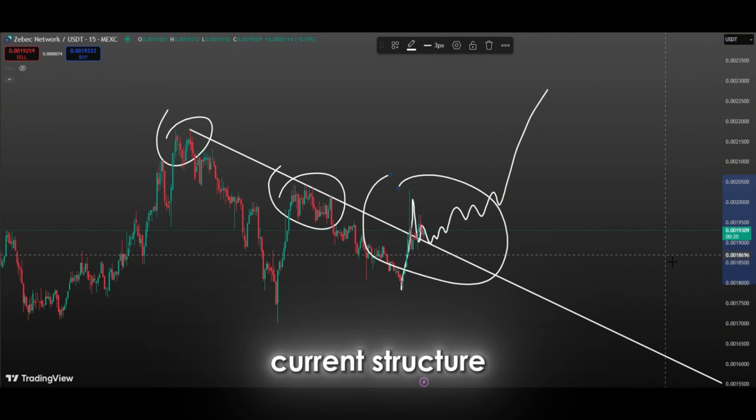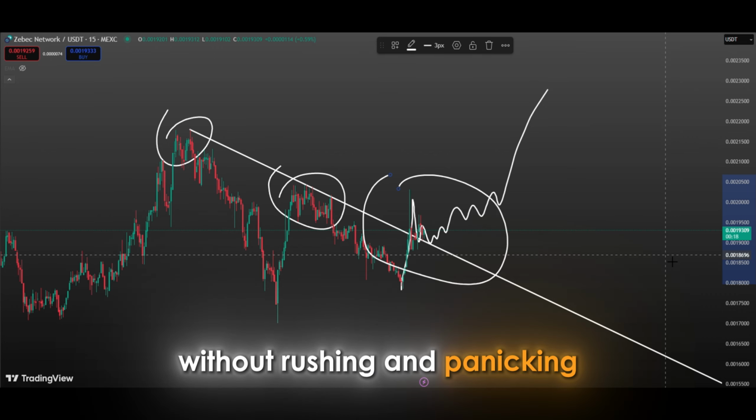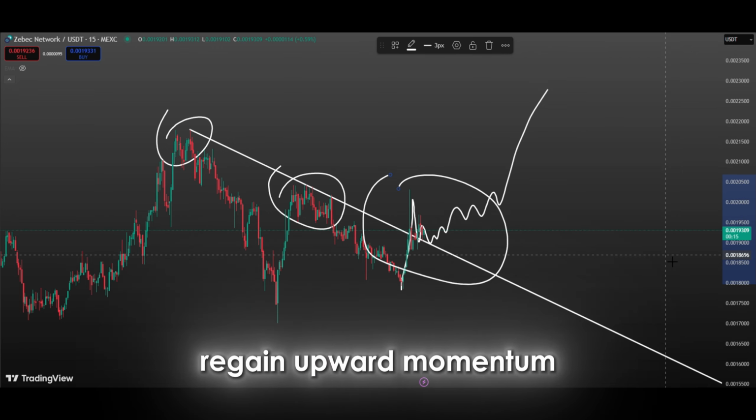However, in the current structure, the retest looks quite healthy. The price is slowly retracing towards this level without rushing and panicking, which is technically quite positive. If the retest after the trend break is successful, the price can be expected to regain upward momentum.